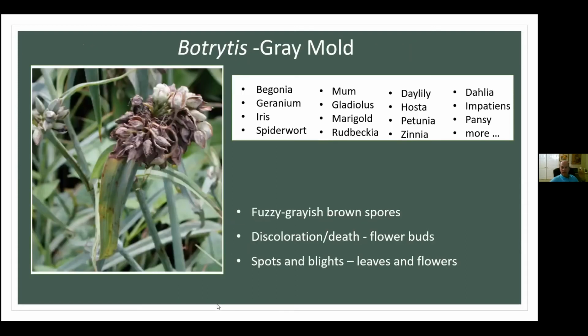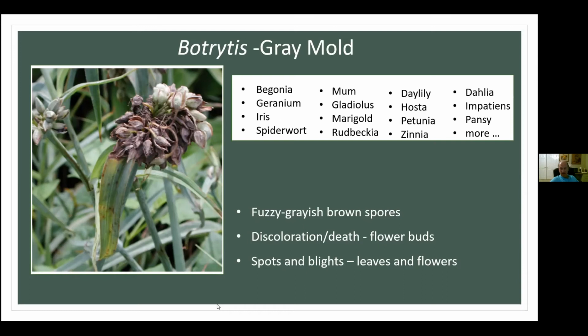Gray mold causes a range of disease symptoms on a wide range of plants as seen in this slide. The fungus will present as fuzzy grayish brown spores. Flower buds may be discolored or dead, and the leaves and flowers may present with spots and or blights. Leaf spots may grow and turn the entire leaf brown.